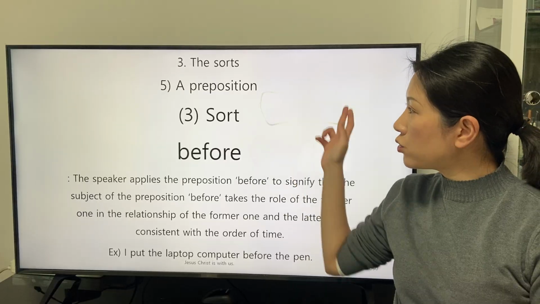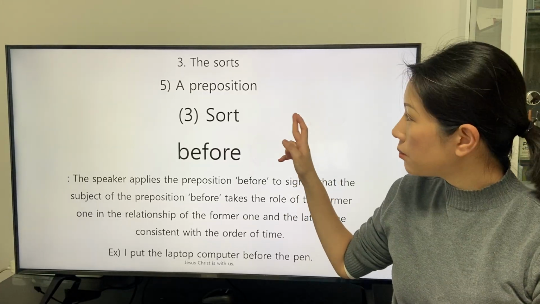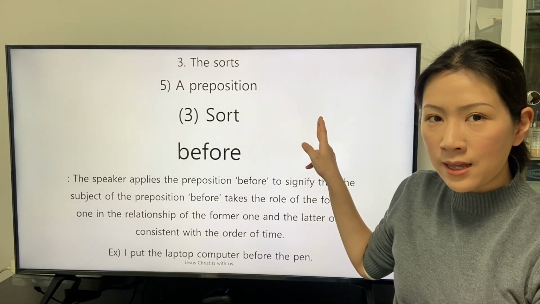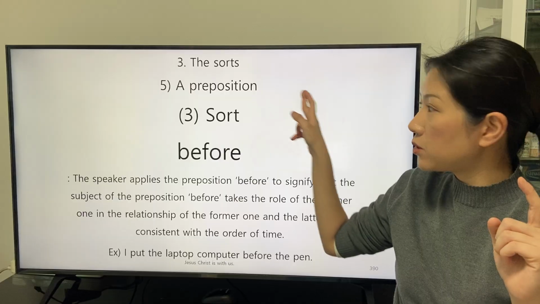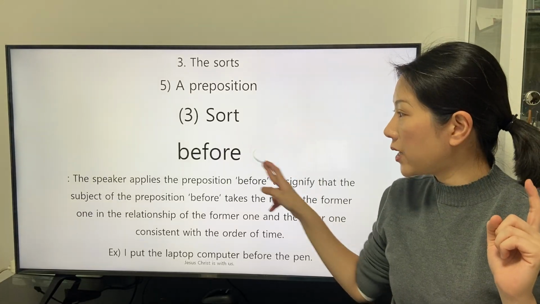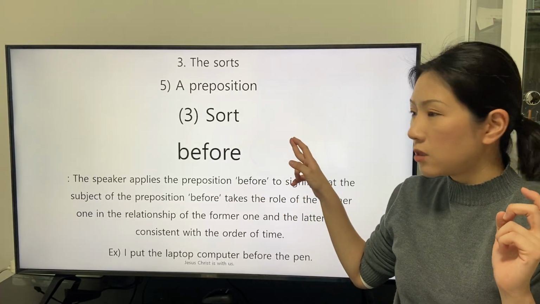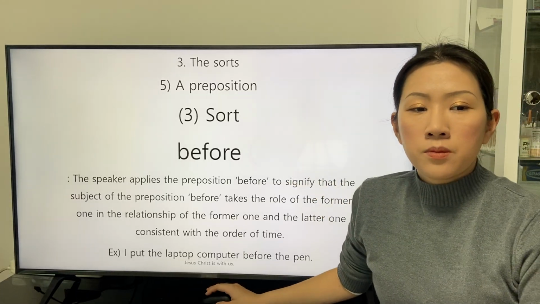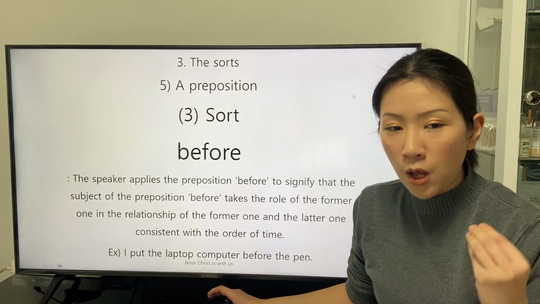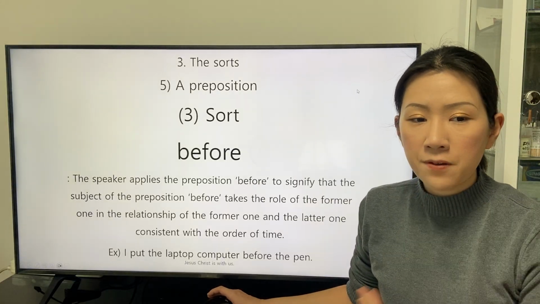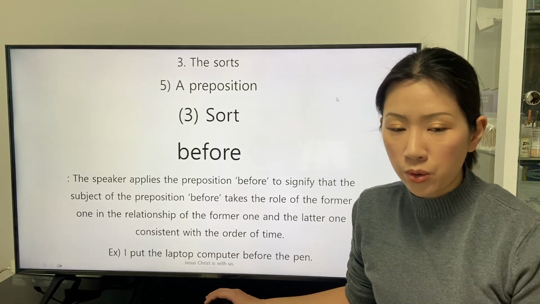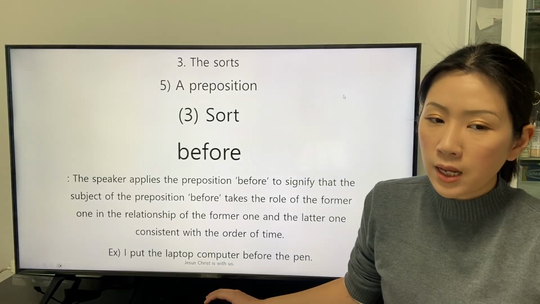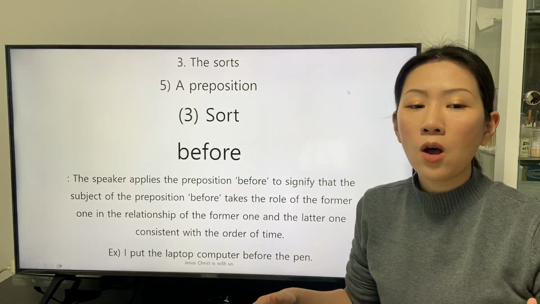So we can think of the two slots. This is the first one and this is the second one. And the subject chooses the first one. And the object of the preposition before automatically chooses the second one, number 2. The speaker applies the preposition before to signify that the subject of the preposition before takes the role of the former one in the relationship of the former one and the latter one, consistent with the order of time.